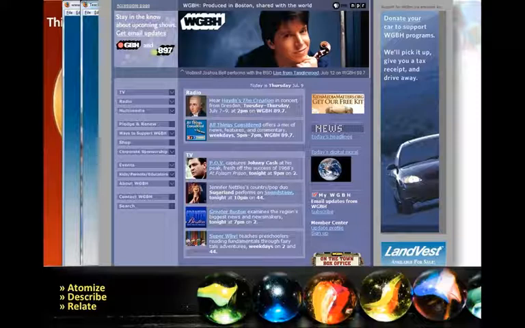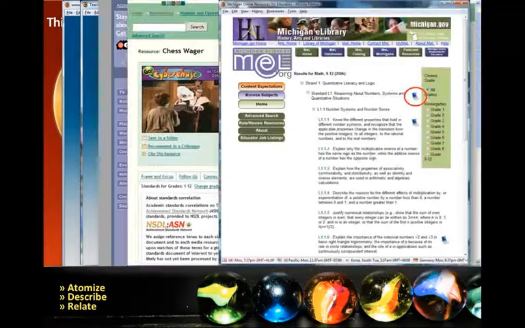WGBH Boston, the largest public television network in the U.S., has all of its resources mapped to the ASN, state standards in the ASN. Michigan eLibrary, the state's library for educational resources, also maps to the ASN.